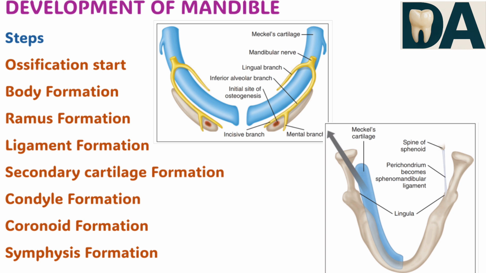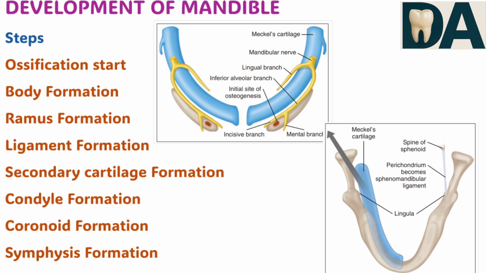Ligament formation. The dorsal end of Meckel's cartilage ends in the tympanic cavity of the middle ear and is surrounded by the developing petrous part of the temporal bone. The auditory ossicles, incus and malleus of the middle ear, are derived from Meckel's cartilage. A part of the cartilage is transformed to form the anterior malleolar ligament.